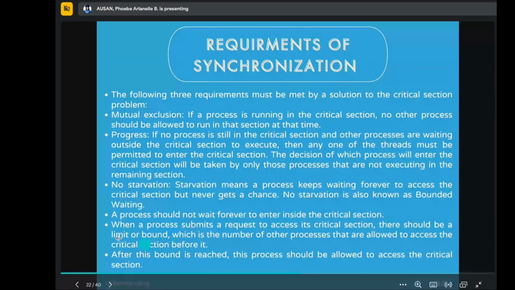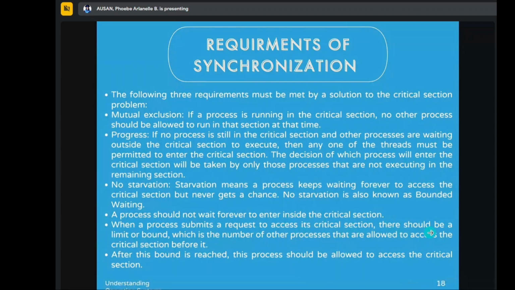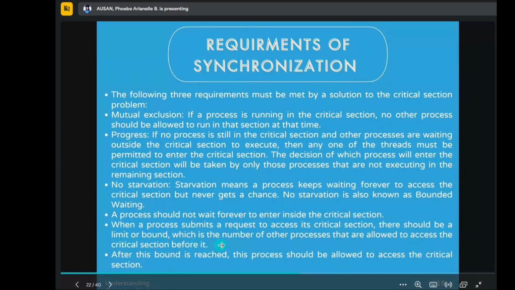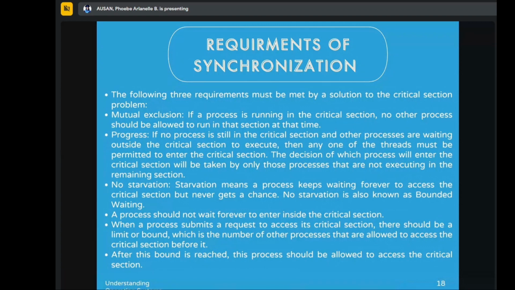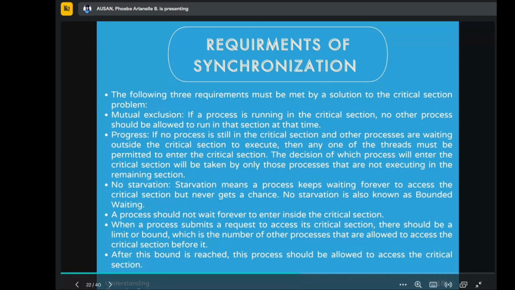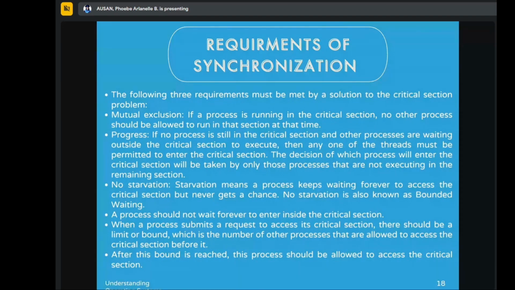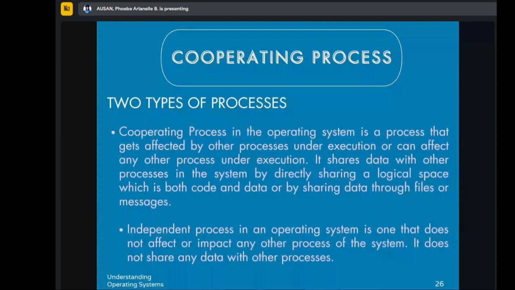Next is when a process submits a request to access its critical section, there should be a limit or bound, which is the number of other processes that are allowed to access the critical section before it. Lastly, after this bound is reached, this process should be allowed to access the critical section. So that's it for the requirements of the synchronization.